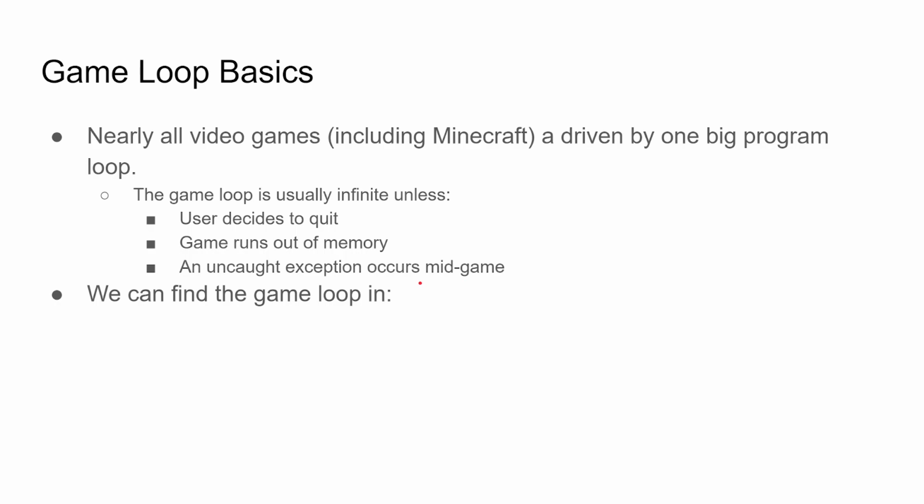And then we can find the game loop in the main method. So that main method entry point has that game loop. And the thread.run method we'll see later. Now, these two things are important because they're different. The main method's game loop and the thread.run's game loop, they're essentially the same thing, but they have drastically different contents. We'll look at that later.